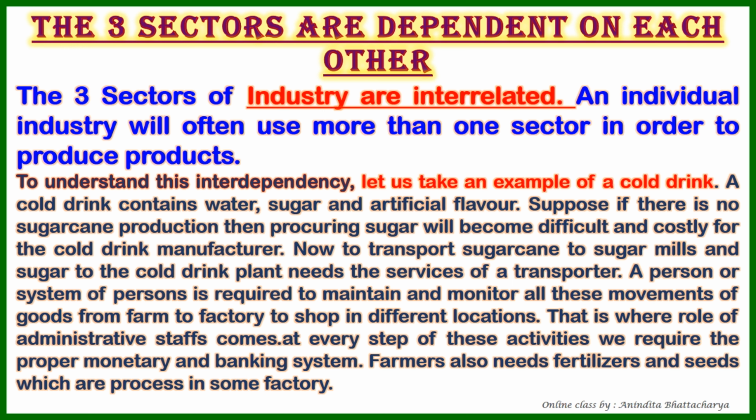At every step of these activities we require a proper monetary and banking system. Farmers also need fertilizers and seeds which are processed in some factory. So all these sectors, just like sugar cane being converted into sugar, happen in a place like a manufacturing industry or plant. Okay, after that it should be advertised, for this proper administrative staff should be there, and for this we need the tertiary sector. So all these three sectors are dependent on each other.